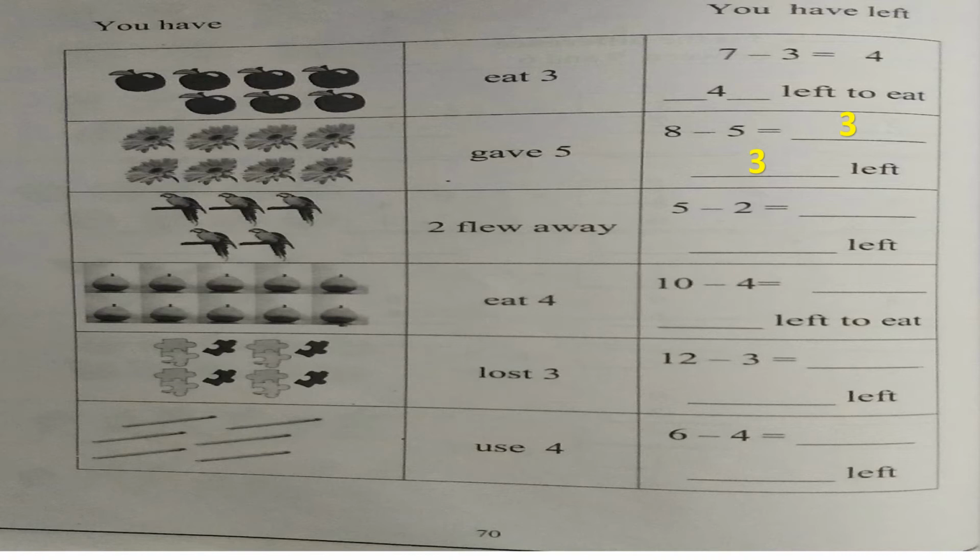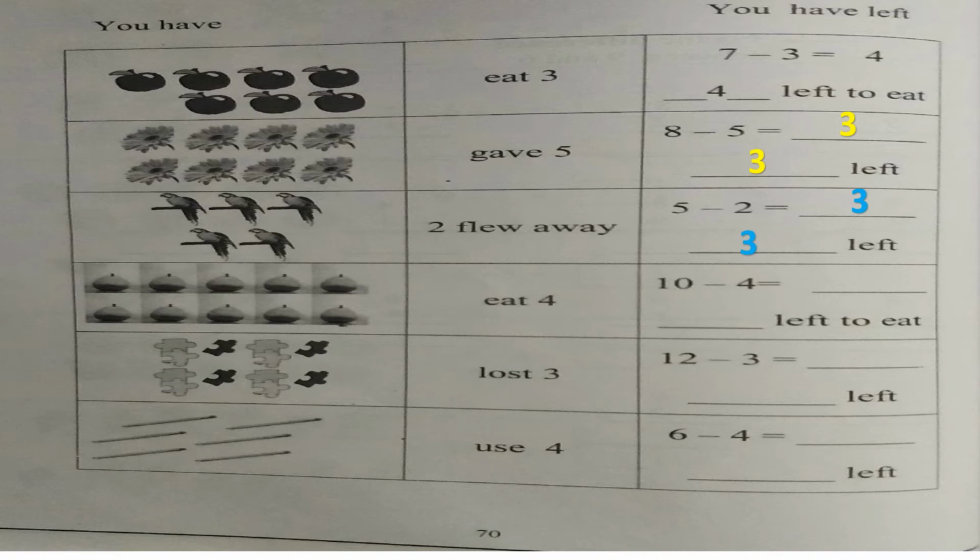We'll go to the next example. There we see 5 birds, right? 2 flew away. So tell me how much is 5 minus 2. You can strike 2 birds and let me know. Correct, there are 3 birds left. So 3 left. We'll go to the next one.